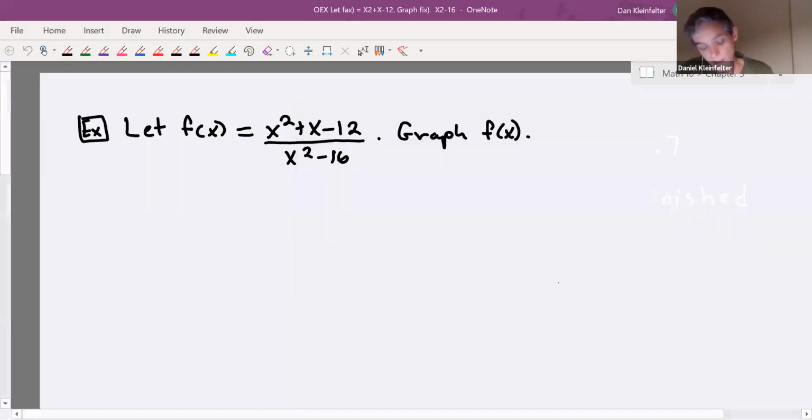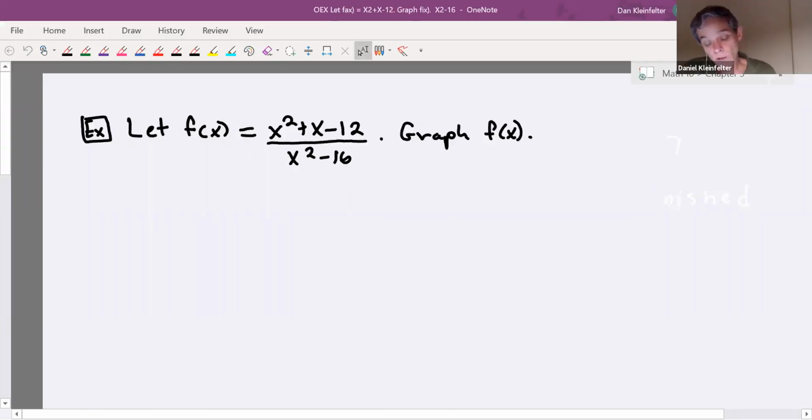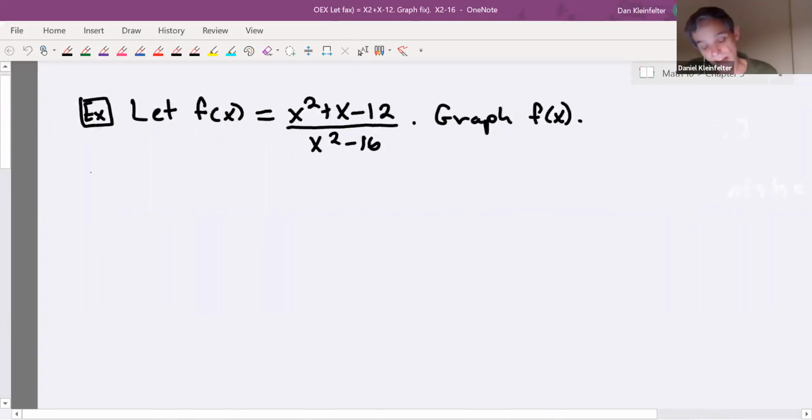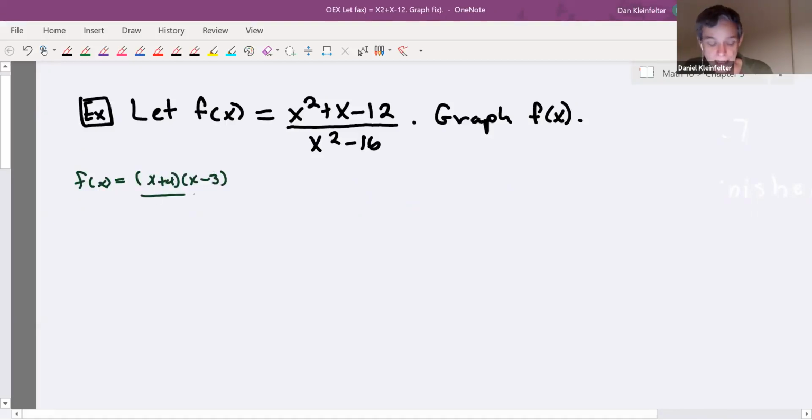So for this, we have x squared plus x minus 12, divided by x squared minus 16. And where we're going to start is by first factoring the numerator and denominator. That will factor as x plus 4, x minus 3 in the numerator. And then in the denominator, we have a difference of squares. That will be x plus 4, x minus 4.